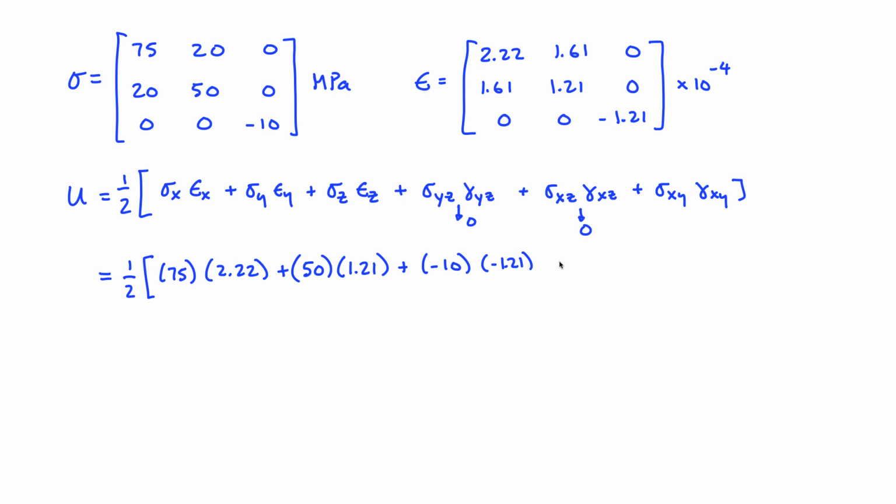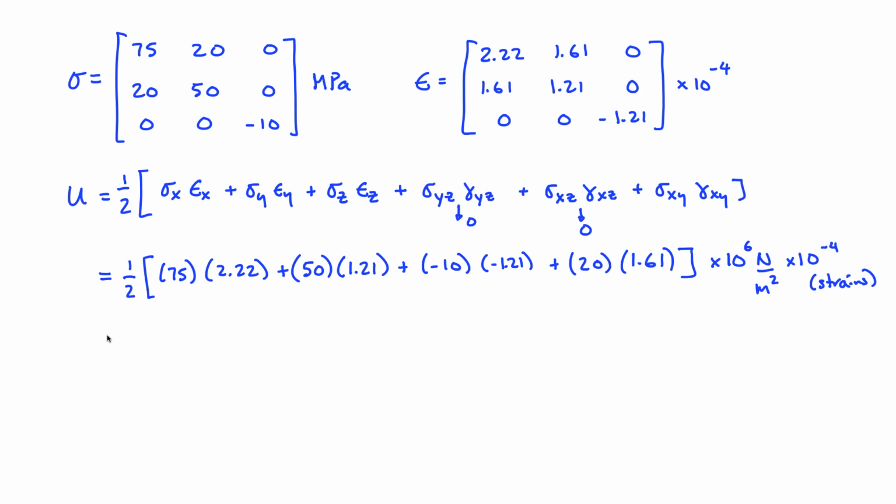And then sigma xy is going to be 20, and the strain gamma xy, the shear strain, is going to be 1.61. And now I need to multiply that whole thing by 10 to the 6 to get it in newtons per meter squared. And then I need to also multiply times 10 to the minus 4, because all of the strains are multiplied by 10 to the minus 4.